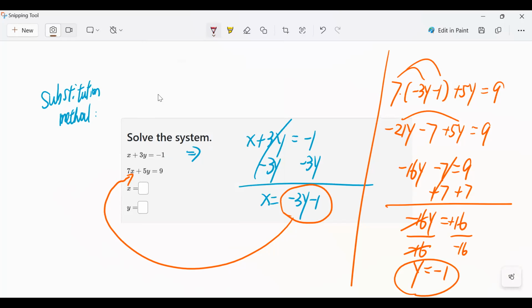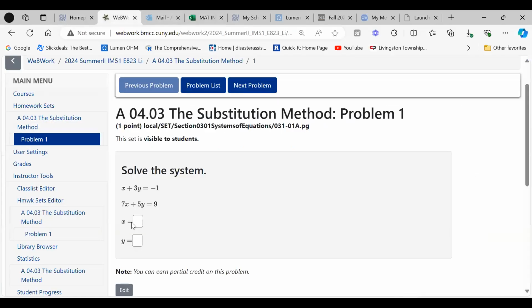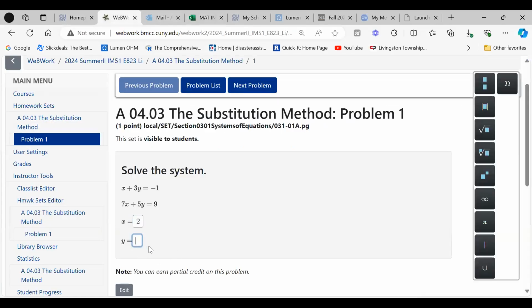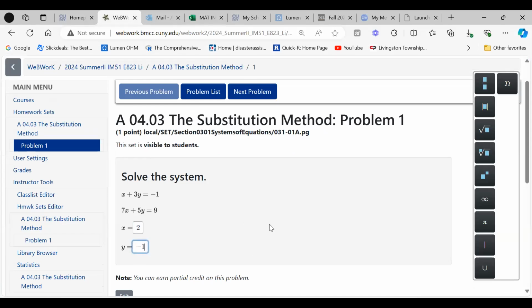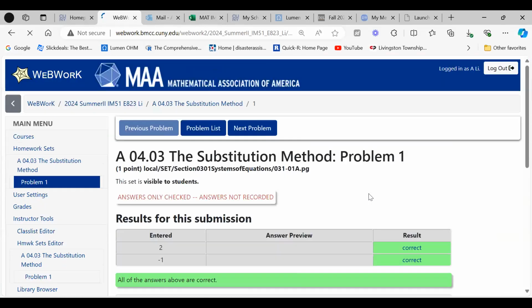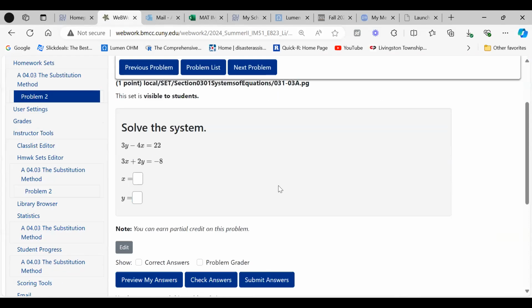And once you have that, then we're going to find out the x value. The x value equals -3 times y, which is -1, minus 1. So it's 3 minus 1, that's 2. So x equal to 2. So the answer is 2 and -1. Any question about this? So yeah, we solved it, and let's look at the next problem.